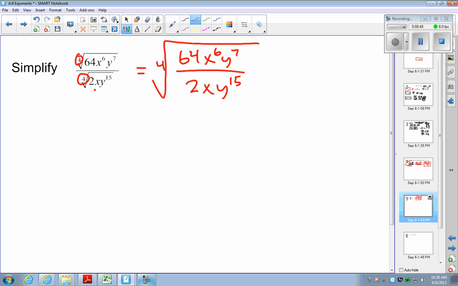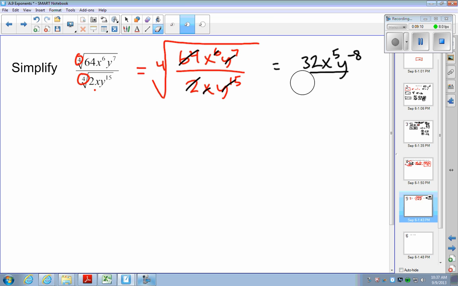I can only do that if they're both 4th roots. Now I'm going to simplify the stuff in here and see what happens. That'll give me 32, x to the 6th, give me x to the 5th. This will give me y to the -8 if you want to write it like that, or you could put it on the bottom. I'm just going to put it up top so we don't have to deal with anything on the bottom. So we're basically out of the fraction.